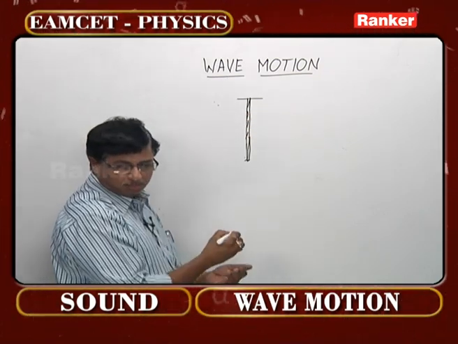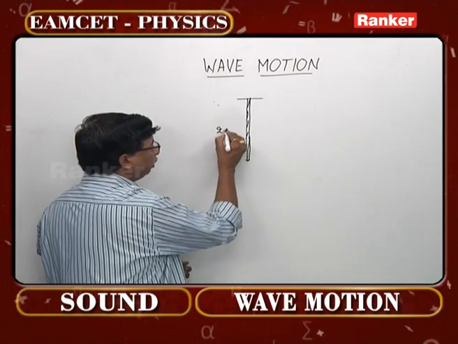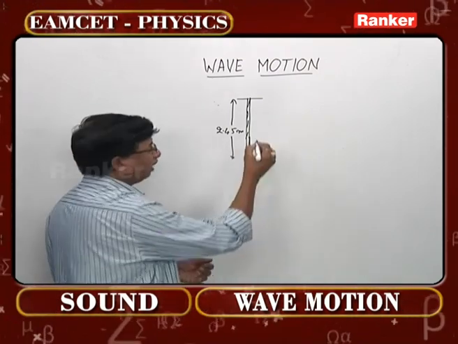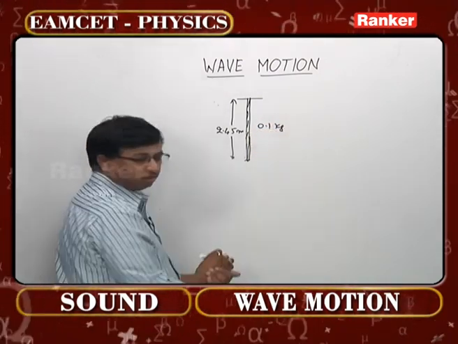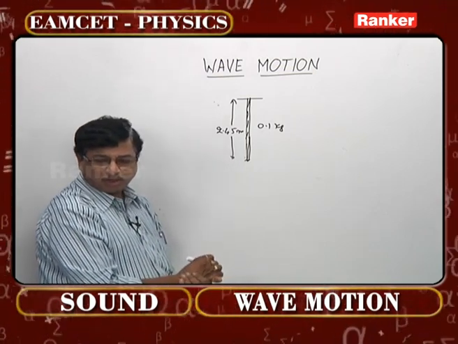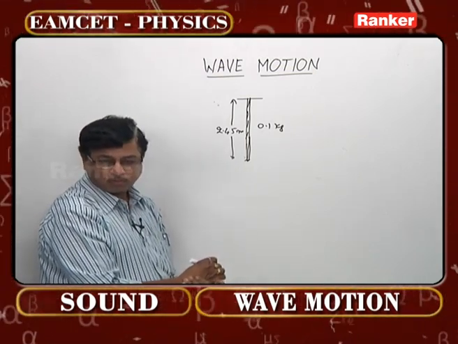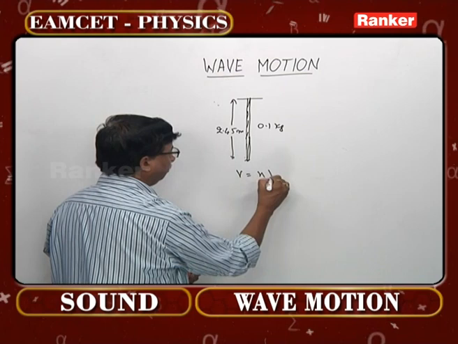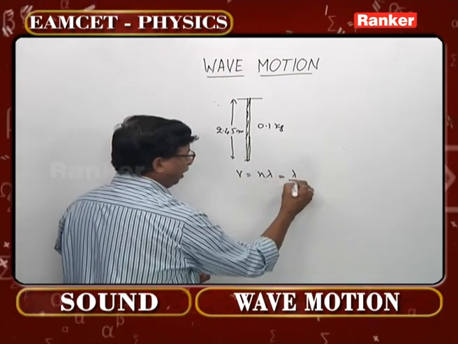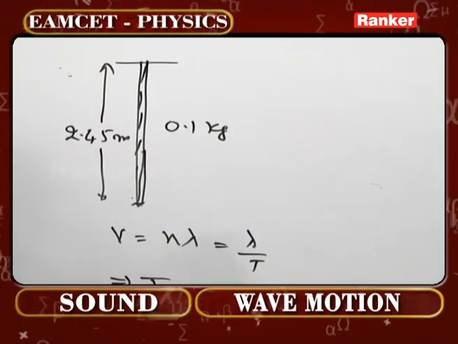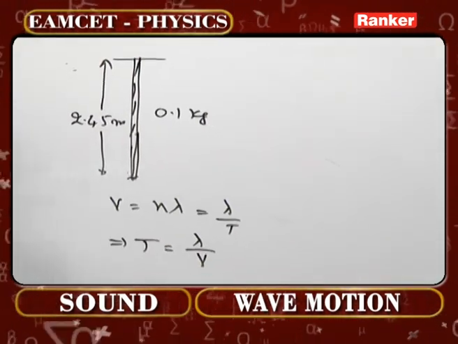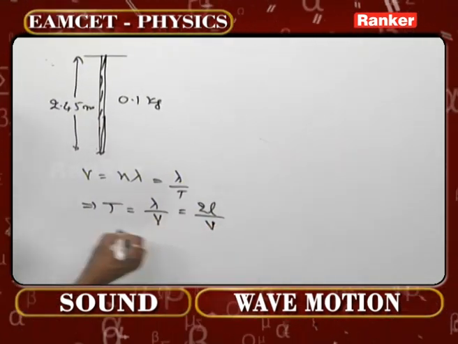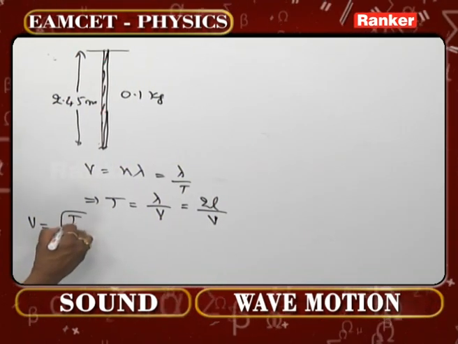Now check what dimensions he has given. 2.45 meter is the length of this rope given, and what is its mass that is given? 0.1 kg. That's the mass of the rope given. The time taken by a transverse wave formed in the rope to travel through the full length of the rope is how much? In fact, V is equal to n lambda. We can write the same with lambda by T also. So T must be equal to lambda by V. And of course, lambda in the case of a string is 2L by V. What is this V now? V is equal to under root T by mu.